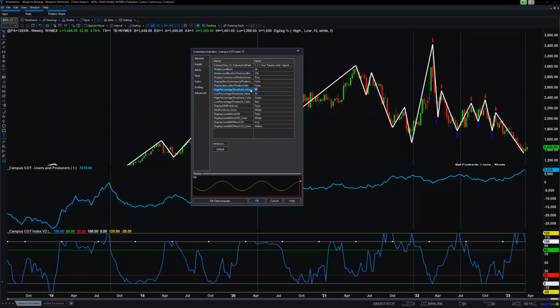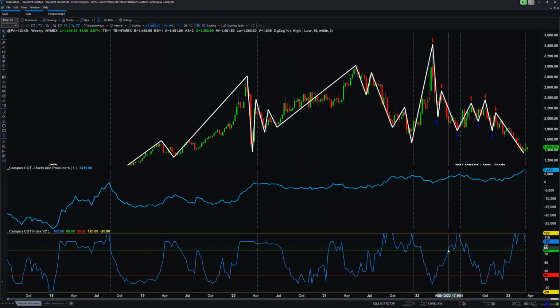So my high percentage threshold, 80-20, those are my green and my red lines of the index. And then I can just call them to be green and I call them to be red. And then I can press default. And then every time you load this indicator, it will load like this.